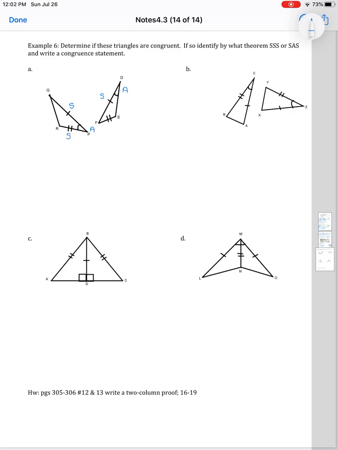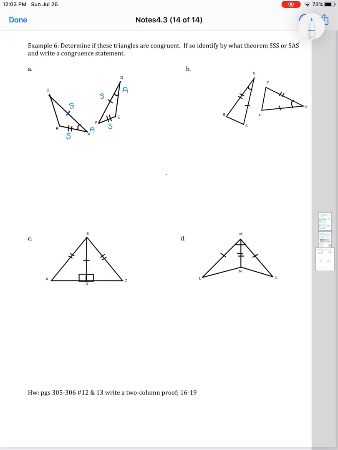All right, so a little more practice here just with determining, am I using side angle side? Am I using side side side? Do neither of them apply? So it says determine if these triangles are congruent. If so, identify what theorem. So we only have two so far, side side side or side angle side. And we're going to write a congruent statement, but that only applies if they're congruent.